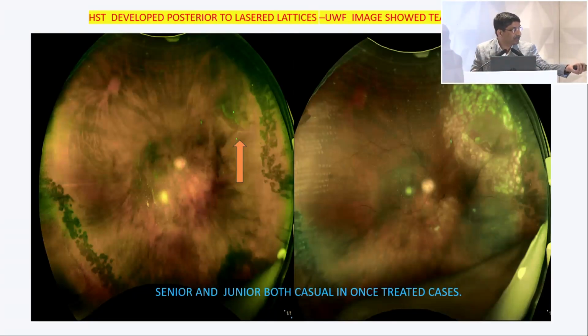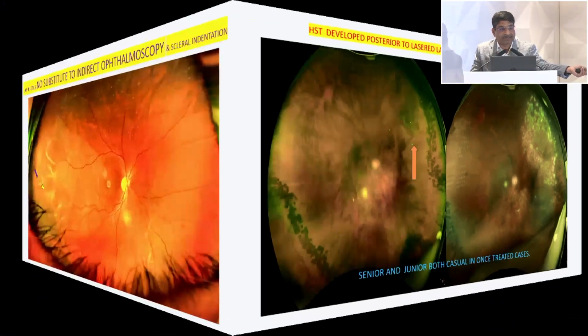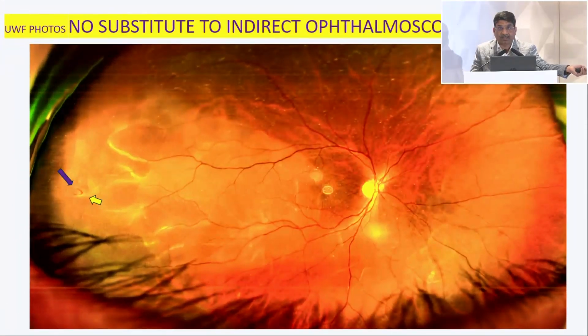But this case came with flashes and floaters with vitreous hemorrhage and had developed a horseshoe tear posterior to the lattices. Then there are cases like this one, a horseshoe tear near the ora. The whole picture is seen on the ultraviolet fundus photograph.